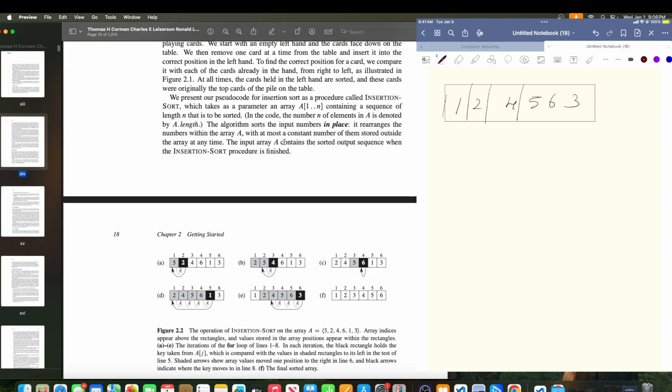Even here there is an issue, right? See 6 and 3, and then 5 and 4. So the correct position is here. Then our array will be 1, 2, 3, 4, 5, 6, and this is exactly perfectly sorted. We have achieved sorting.